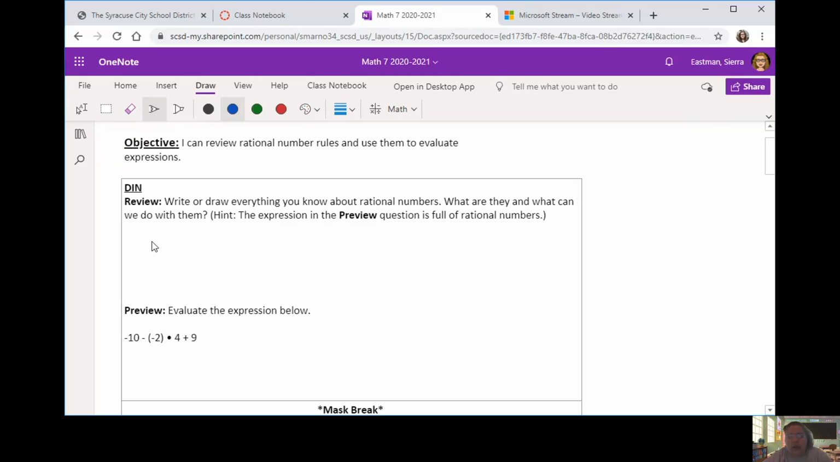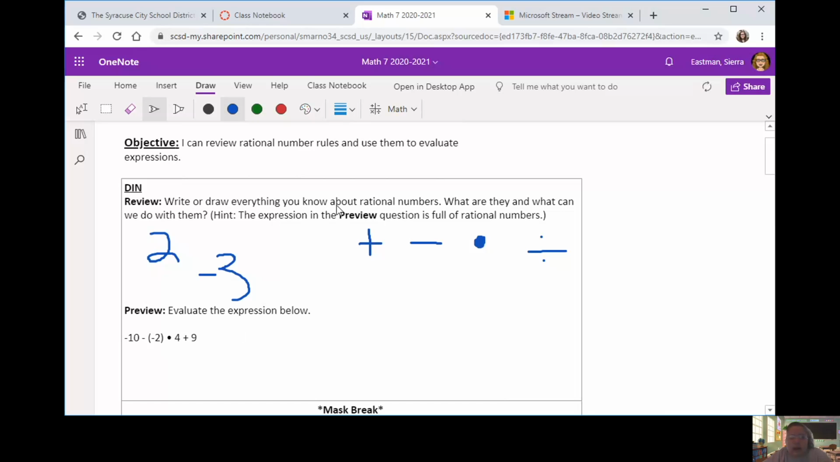And on this review section, if you wanted to have some things written down, we could kind of talk about what I just said. 2 could be a rational number, or a -3 could be a rational number. Give me some examples. And then for things that we are allowed to do with them, we can add, we can subtract, we can multiply, and we can divide.